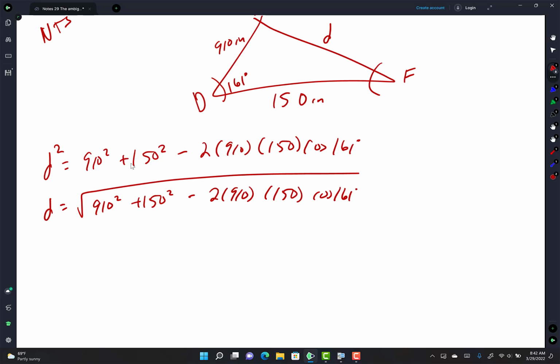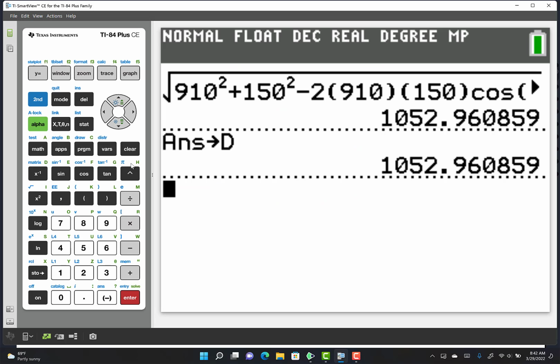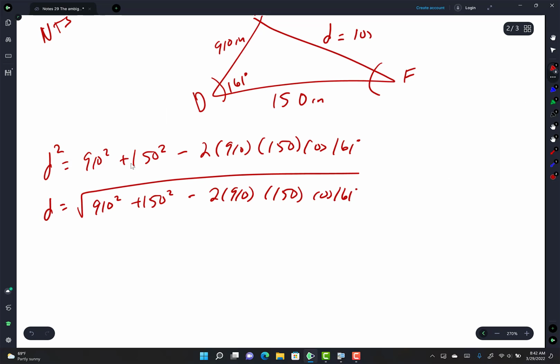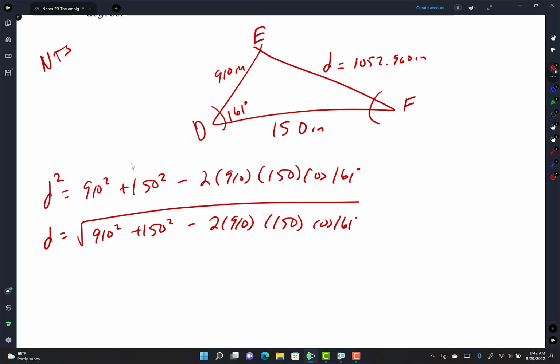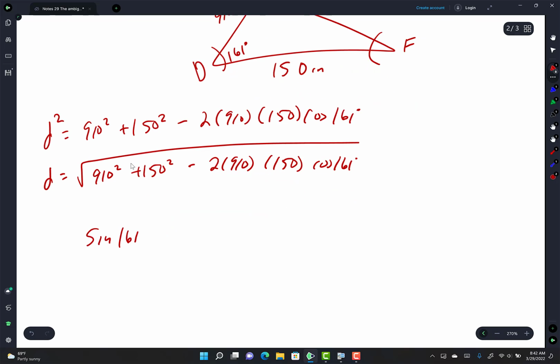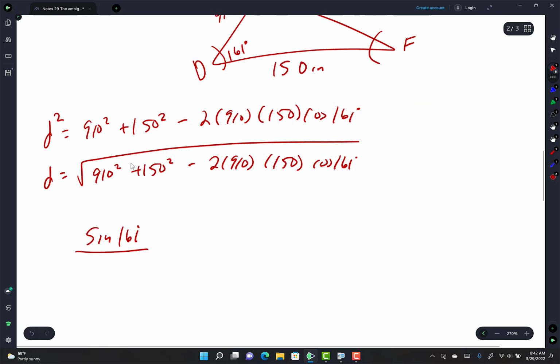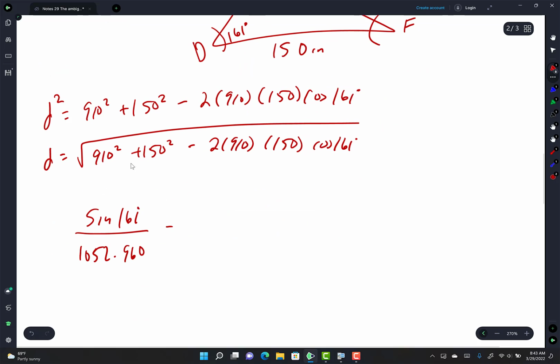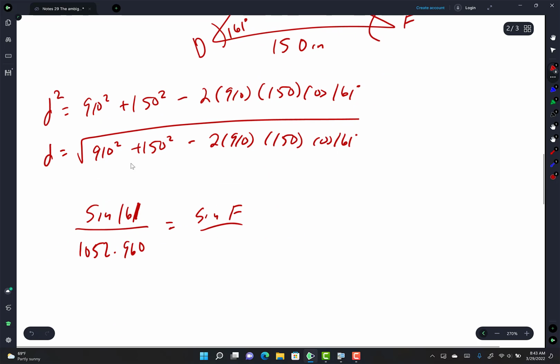All right, let's see. So now we got that. It was 1052.960. We'll truncate it. But you're going to use the answer in your calculator, right? All right. So now that we got that, now we can figure out sine f. You're going to use law of sines. So we're going to go sine 161 degrees over 1052.960 equals, that's a 1 there, sine f over 910.